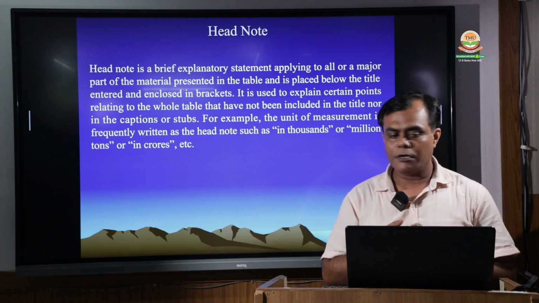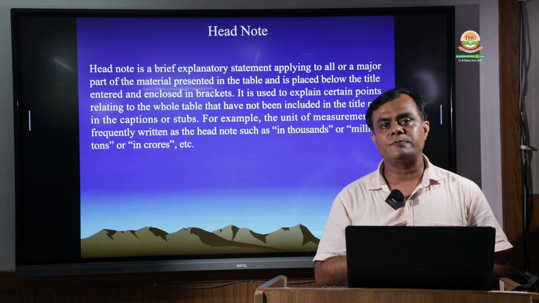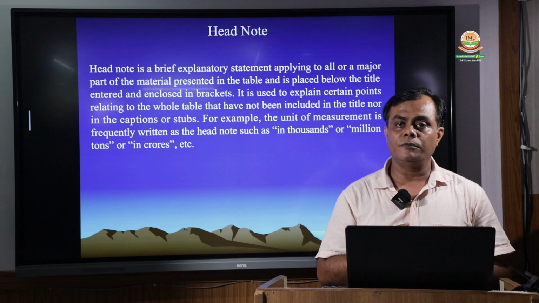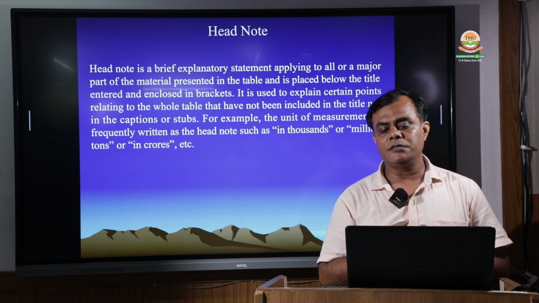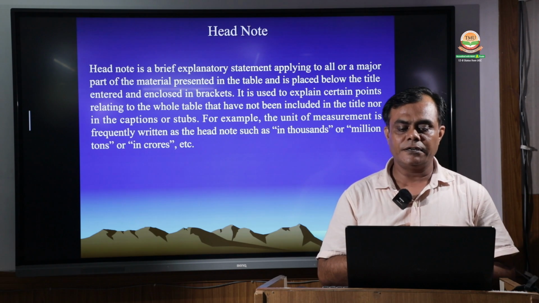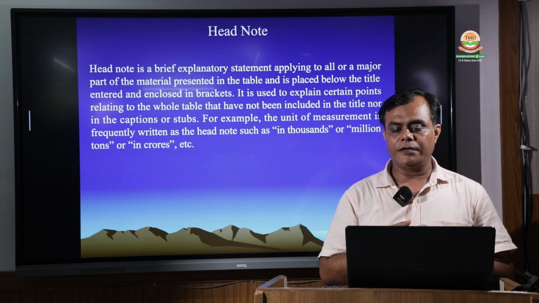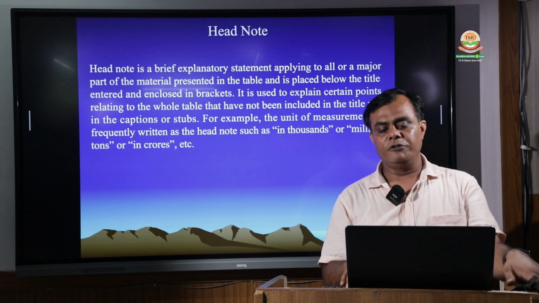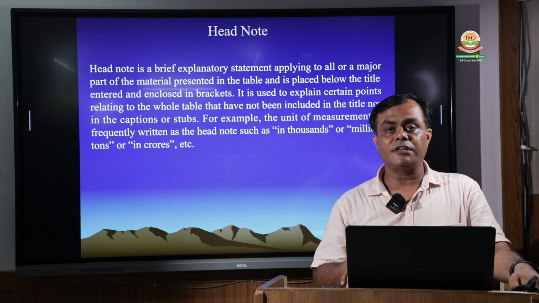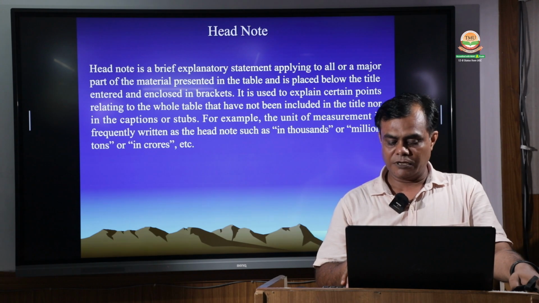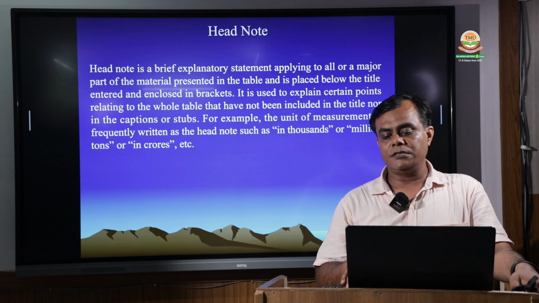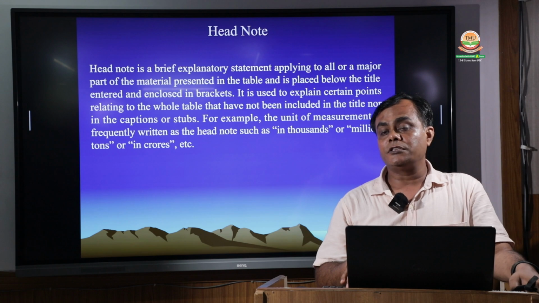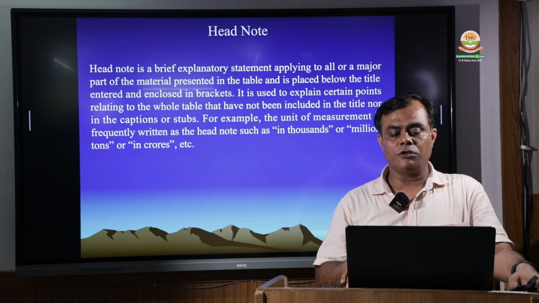Head notes are a brief explanatory note applying to all or a major part of the material presented in the table, and are placed below the title, centered and enclosed in brackets. They are used to explain certain points related to the whole table which have not been included in the title nor in the caption of the table. For example, if the title is measured in frequency, it is written in the head note, such as in thousands or million tons or in crores.